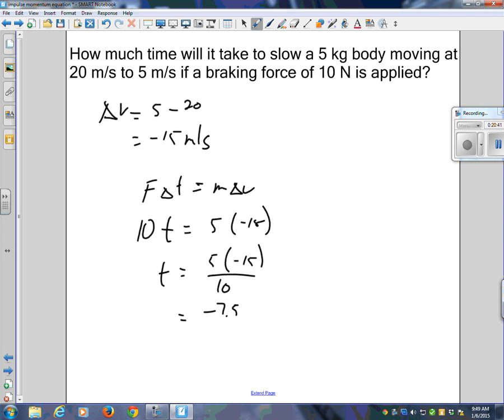Am I right? Did I do that right? Oh, time. Yes, minus 7.5 seconds. Can it be minus 7.5 seconds? No. What's going on here? The force should be negative 10, exactly. It's a braking force. The force should be negative 10, which is going to make that negative, which is going to make your time positive.